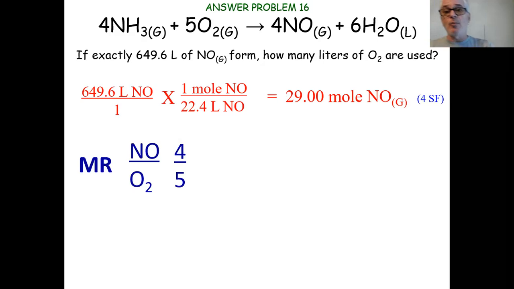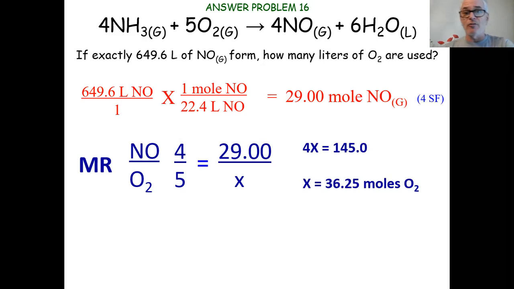But we have 29.00 moles of NO gas, so we're going to put that equal to 29 over X, right? 4 to 5 is the ratio. The same proportion has to carry forward, even if it's 29 to X. When we cross multiply, we get 4X equals, I don't know, 100 and something, 145. And then we have to divide both sides by 4. With 4 significant figures, it's going to require 36.25 moles of oxygen in order to make this amount of NO gas.